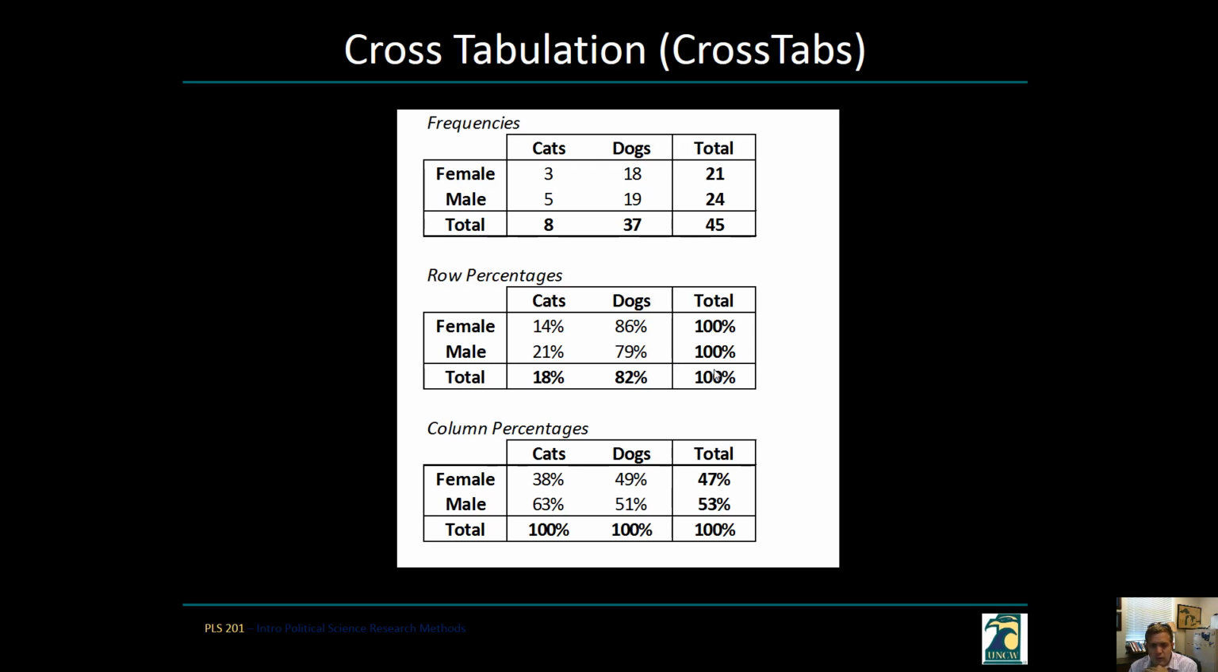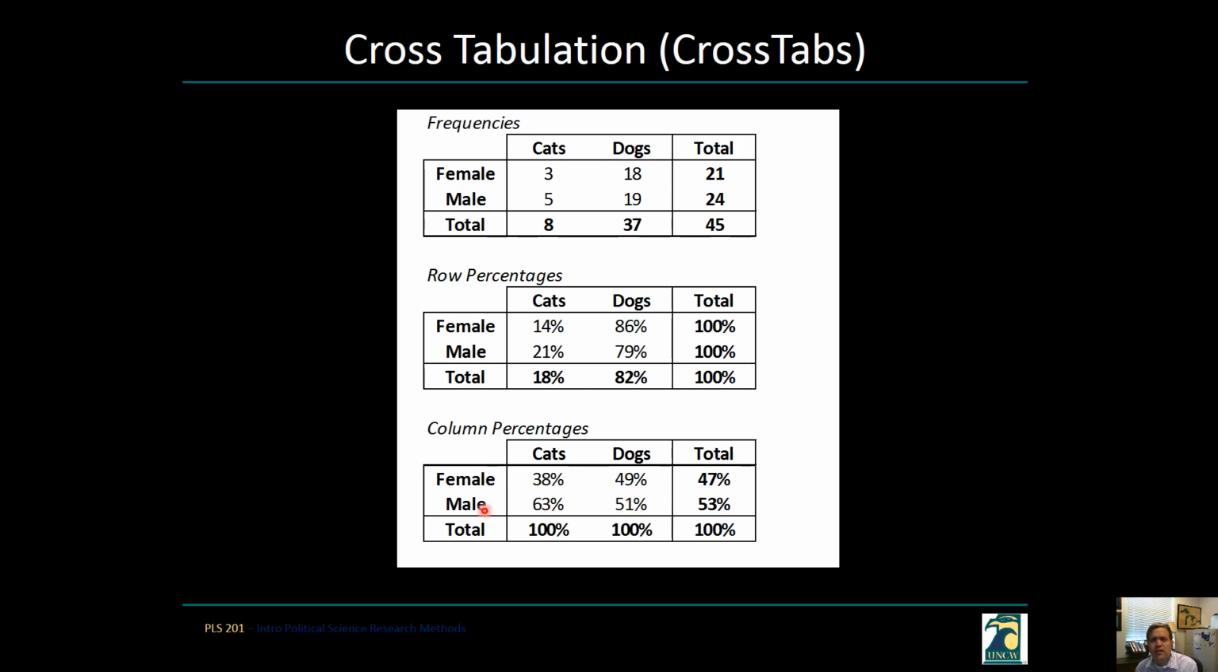So you first need to determine where the 100% is at and use that when coming up with the sentence to describe what's going on here. So 86% of females prefer dogs. 79% of males prefer dogs to cats. Now we can look at the column percentages. 49% of dog lovers happen to be female. 51% of dog lovers happen to be male.